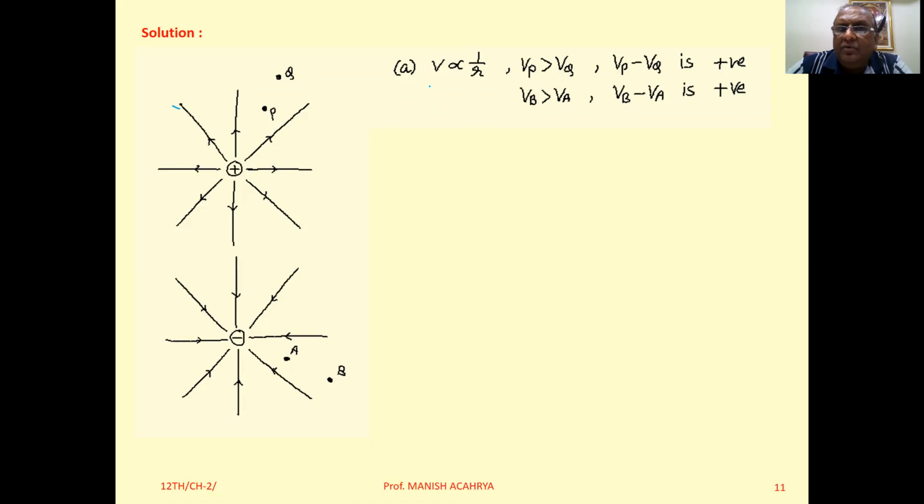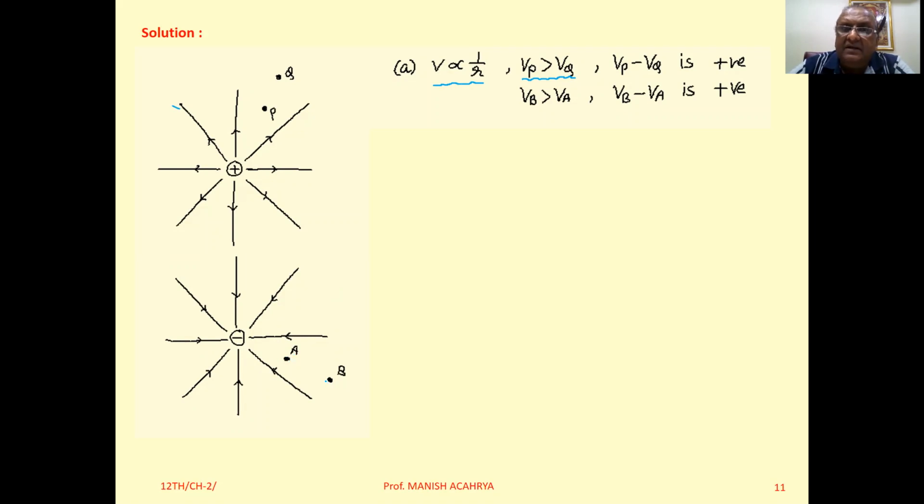But potential due to a point charge, that is KQ upon R, means V is proportional to 1 upon R. It implies that here point P is closer to the charge compared to Q. So for the first figure we can write Vp is greater than Vq. And see the second figure. Charge A is close compared to charge B.